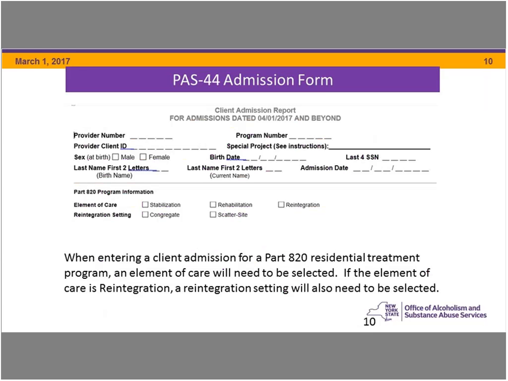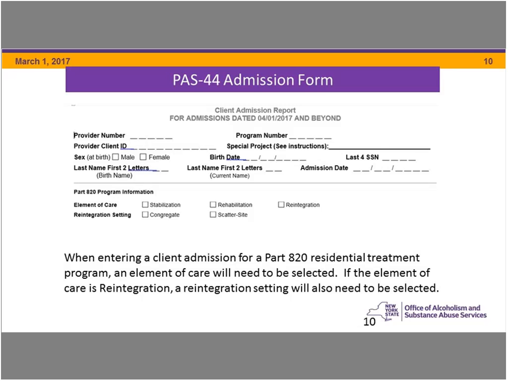Here we have what the admission form will look like. When entering a client for a Part 820 residential treatment episode, you'll be asked to select the element of care as well as the reintegration setting if it applies. So what is the difference between, I see congregate and scattered site reintegration? What is the difference between those two?